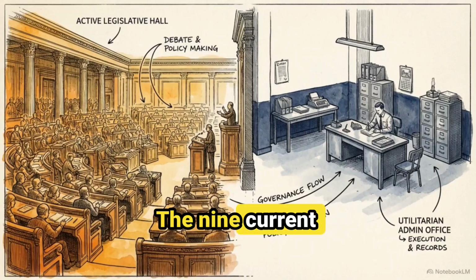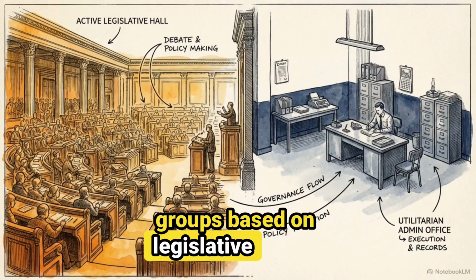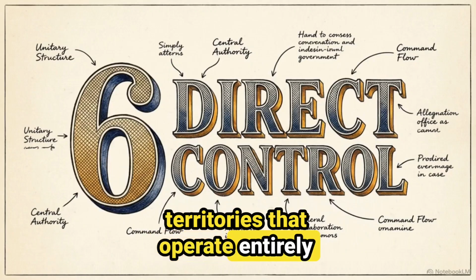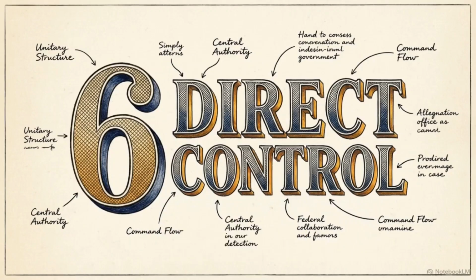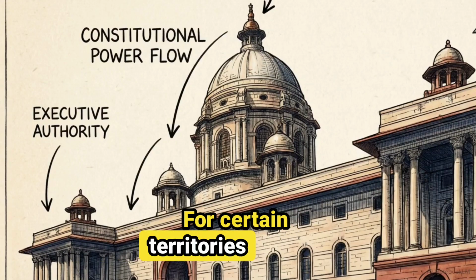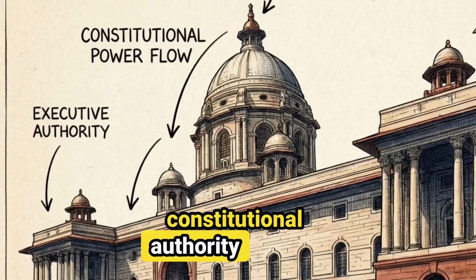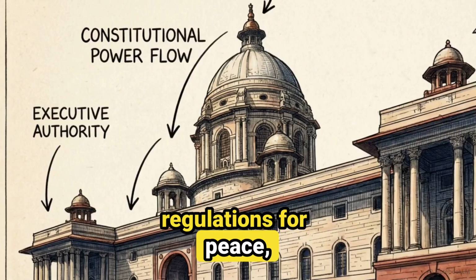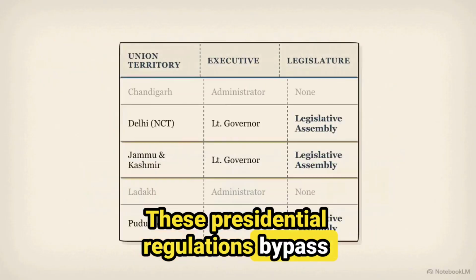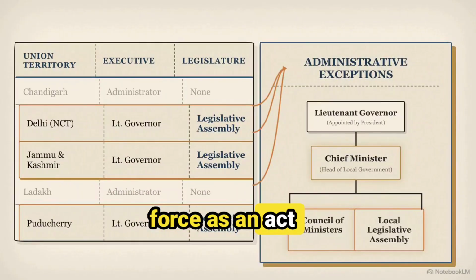The 9 current Union territories are structurally divided into 2 groups based on legislative power. 6 of the 9 are pure Union territories that operate entirely without local legislatures, including Andaman and Nicobar, Chandigarh, and Ladakh. For certain territories without assemblies, the president holds sweeping constitutional authority to draft regulations for peace, progress, and good government. These presidential regulations bypass normal legislative channels, but carry the exact same legal force as an act of parliament.